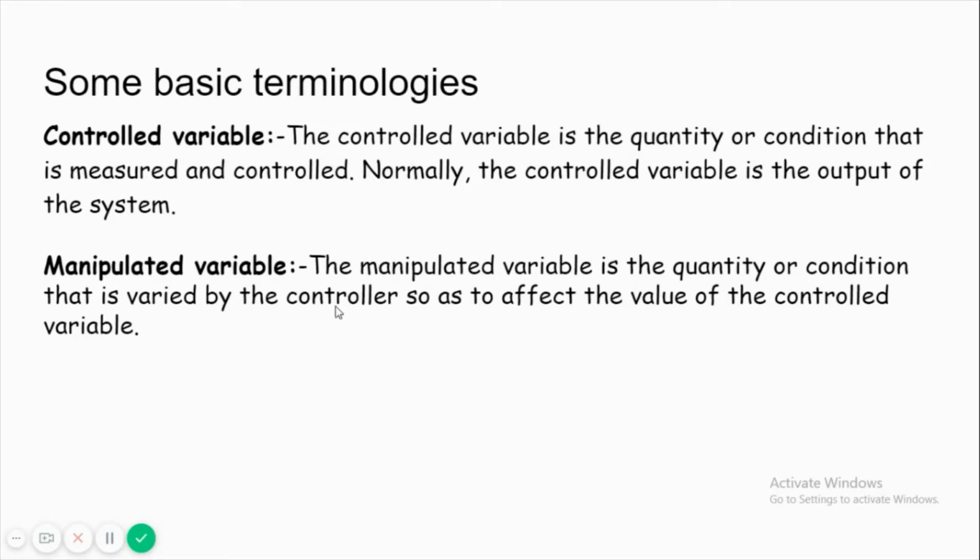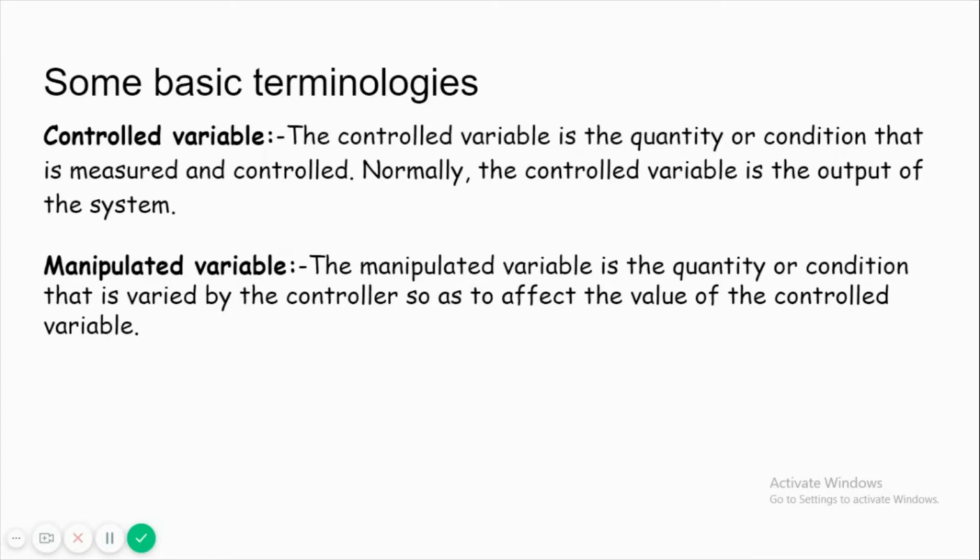Another important quantity is the manipulated variable. The manipulated variable is the quantity or condition which we alter to control our output, or the control variable. So this will be more clear when we see the example.